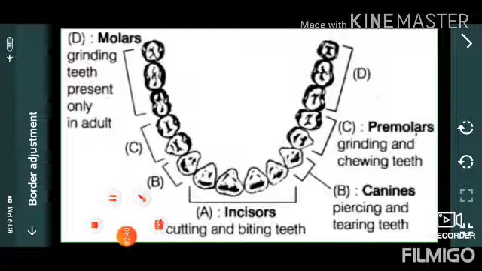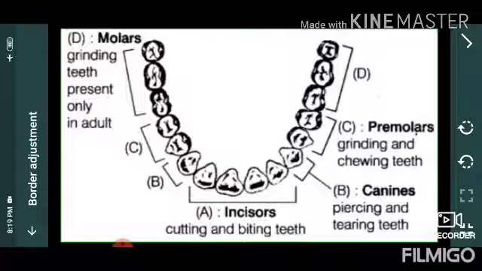Now you have known about the structure of teeth, the 2 jaws in the mouth, upper jaw and lower jaw, and also the different types of teeth present in our mouth.